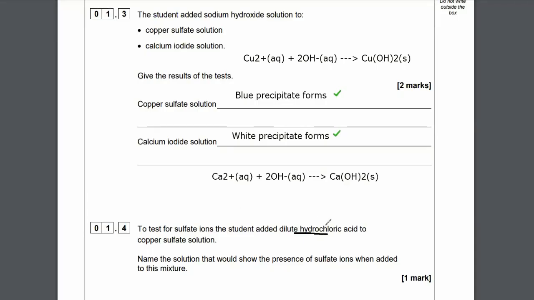The hydrochloric acid actually gets rid of carbonate impurities that might be there. And then you add barium chloride. So your answer is barium chloride. You can write BaCl2, or you can just write barium chloride. And the Ba2+ ions react with the SO4 2- ions to form barium sulfate, which is a white precipitate, an insoluble white solid.